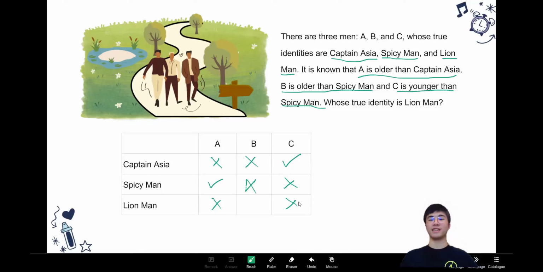Now, what's left? Are we able to find Lion Man? Yes, because this is what is left. B is Lion Man. So as a conclusion, B is Lion Man. So now let's move to question 2.